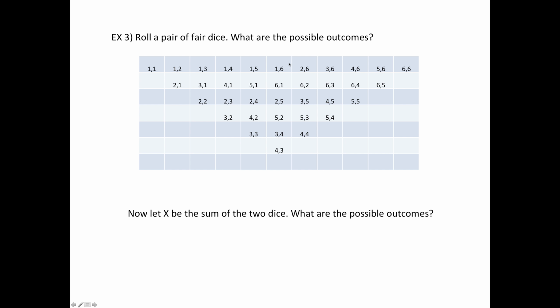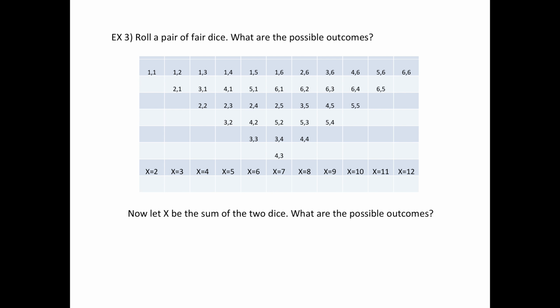So next, let x be the sum of those 2 dice. What are the possible outcomes? So at the bottom of each column, I let x be what those numbers add up to. 2, 3, 4, in the middle, 7. All the way up to over here, 6 plus 6 would add up to 12.